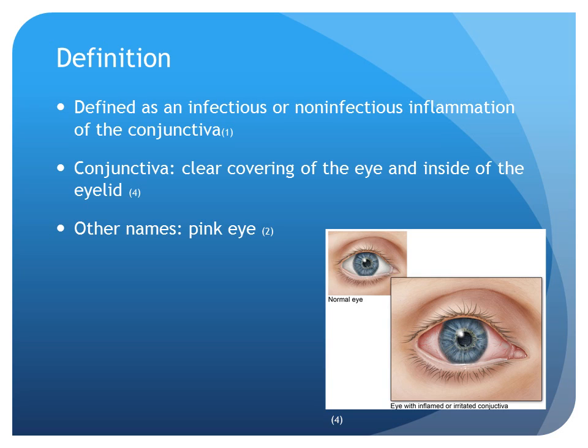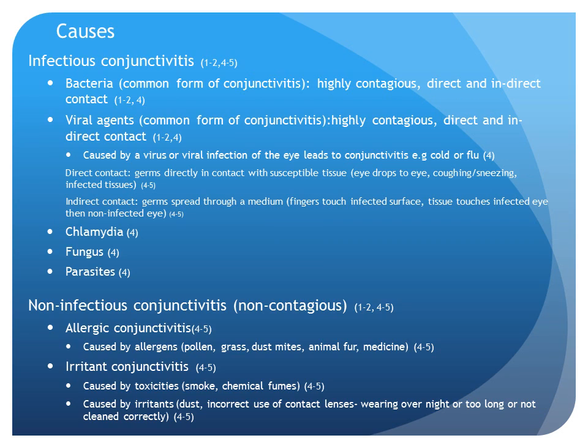Conjunctivitis is the medical term used to describe infectious or non-infectious inflammation of the clear protective covering of the eye and inside the eyelid. This inflammation causes the eye to appear pink or red in colour, therefore conjunctivitis is generally referred to as pink eye. There are numerous causes of infectious and non-infectious conjunctivitis. However, viral and bacterial infection are the most common causes.